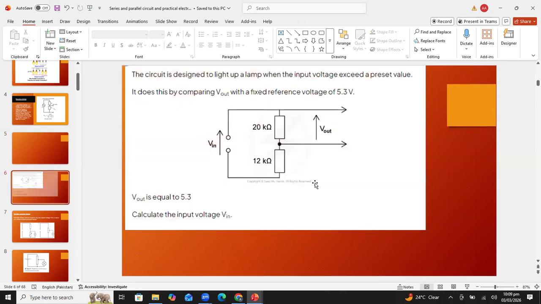All right. So now you can see in this question, they are saying the circuit is designed to light up a lamp when the input voltage exceeds a preset value. So input voltage is not given. You can see these are the two resistors which are connected in series. I am labeling this resistor R1 and its value is 20 kilo ohm. And the second resistor is R2 and its value is 12 kilo ohm. And the output voltage across R1 is given, which is 5.3 volt. Now we have to find the input voltage.